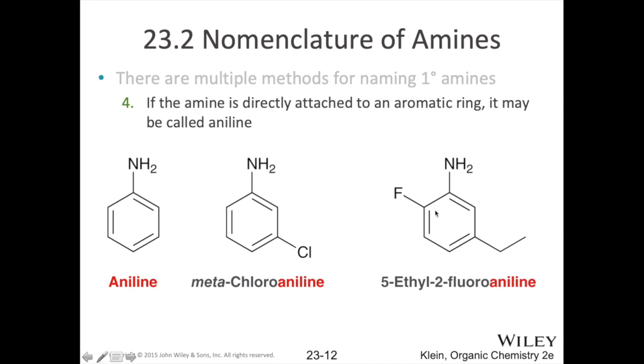Likewise, here we have multiple substituents. If we go counterclockwise, that fluorine's at the number 2 position, and that ethyl group over here is at the number 5 position. So it's 5-ethyl-2-fluoroaniline. Again, you've got to put these in alphabetical order.